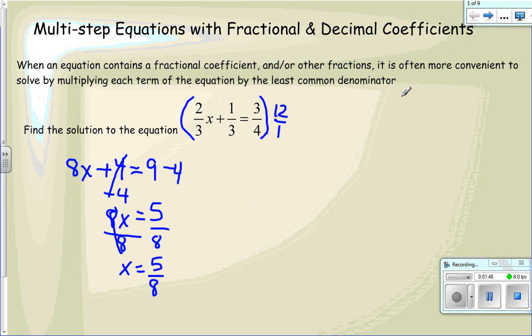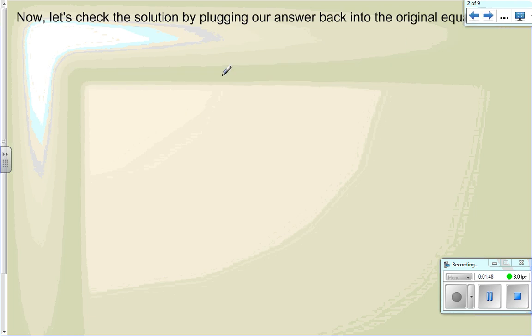And then, now that I have my solution, I'm of course going to go ahead and check it. So let's go ahead and check it. And so we're just going to plug 5/8 back in for x. So I have 2/3 times x, which is 5/8. So we'll put in 5/8 plus 1/3 should equal 3/4. So you're going to check it the exact same way you've been checking all of your equations.